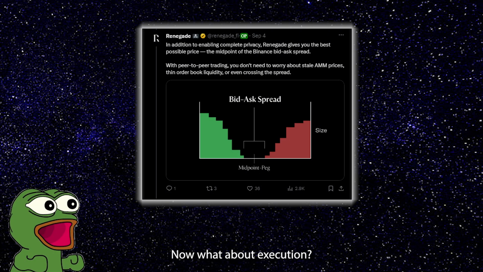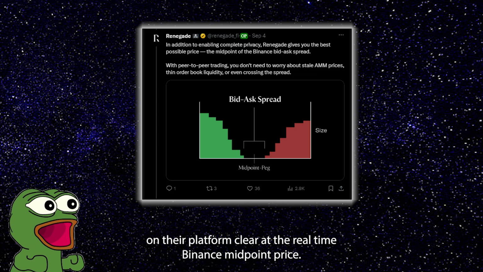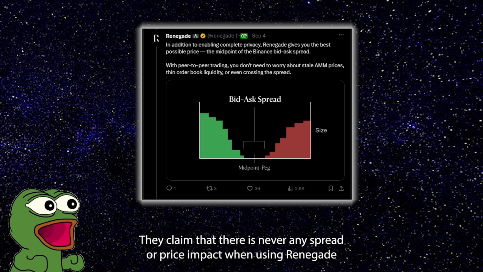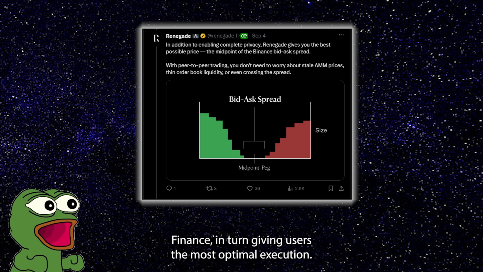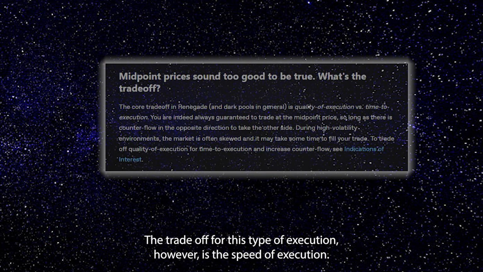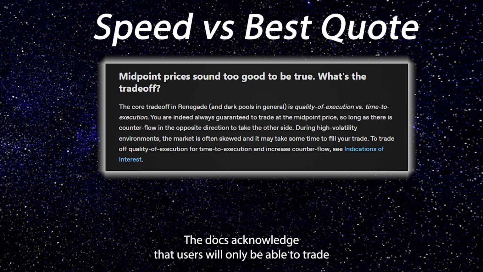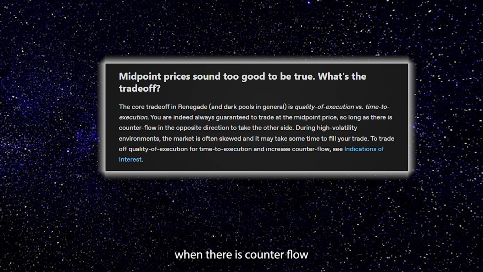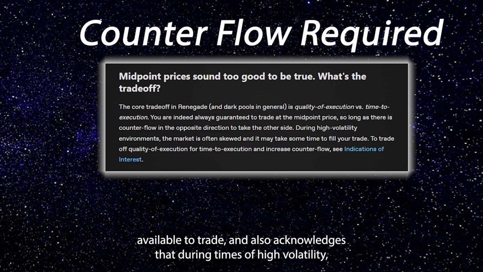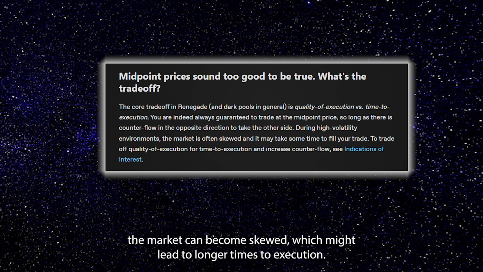Now, what about execution? Renegade claims that all trades on their platform clear at the real-time Binance midpoint price. They claim that there is never any spread or price impact when using Renegade Finance, in turn giving users the most optimal execution. The trade-off for this type of execution, however, is the speed of execution. The docs acknowledge that users will only be able to trade when there is counterflow available to trade, and also acknowledges that during times of high volatility, the market can become skewed, which might lead to longer times to execution.